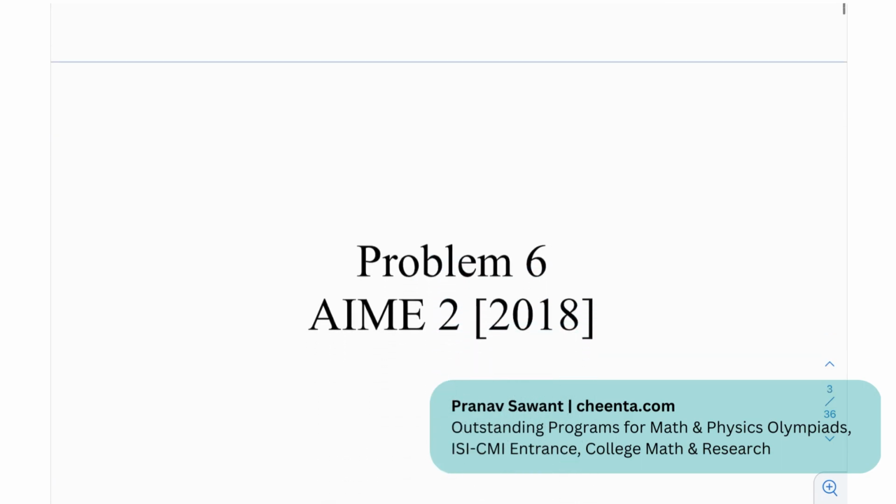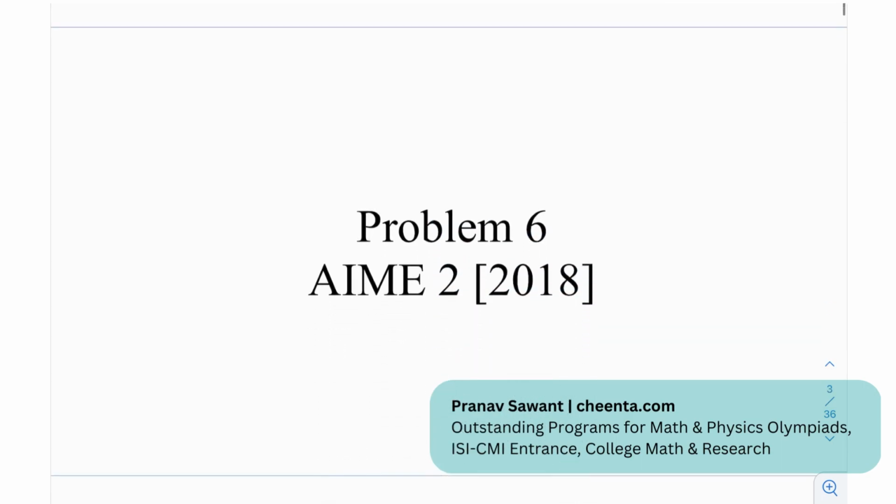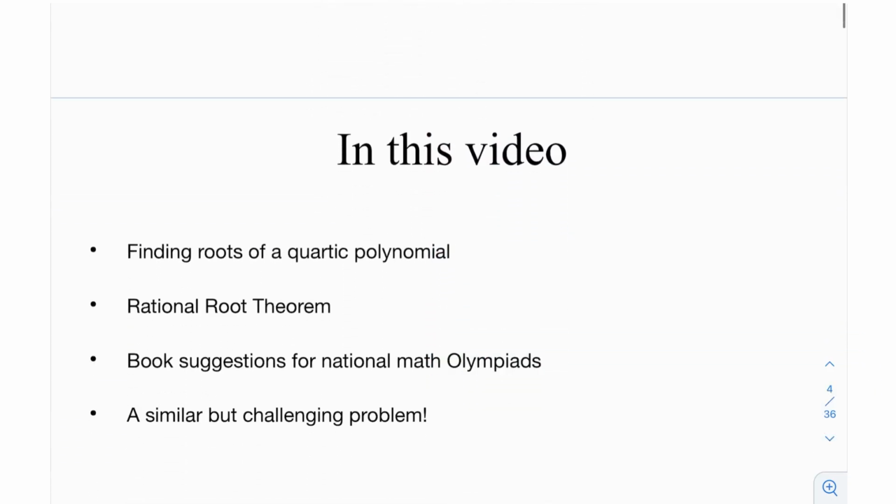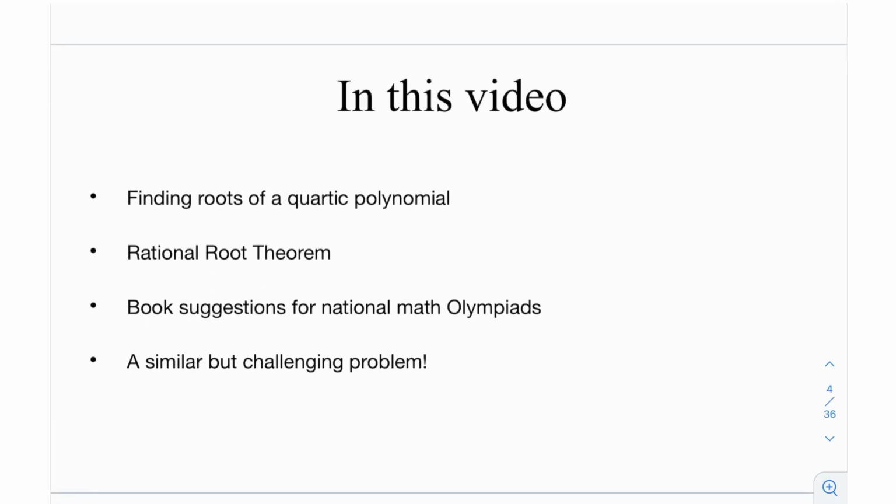This is problem number 6 from the AIME II exam in 2018. And in this video, we're going to look at how we can find the roots of a quadratic polynomial using the rational root theorem, of course. And then we have certain questions from National Math Olympiads, and at the end, a similarly challenging problem.